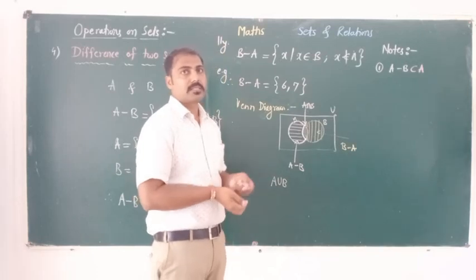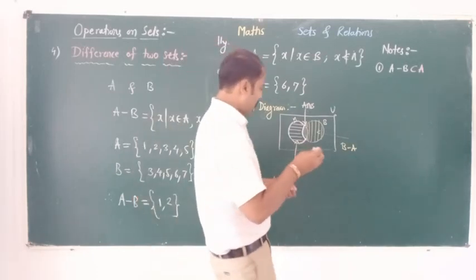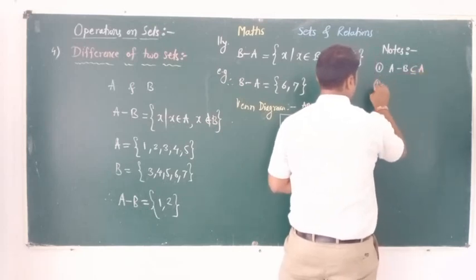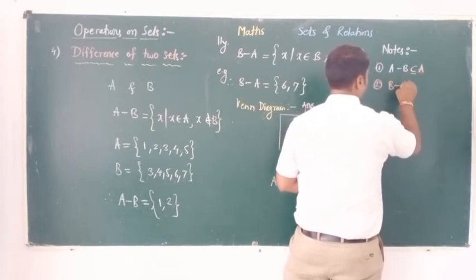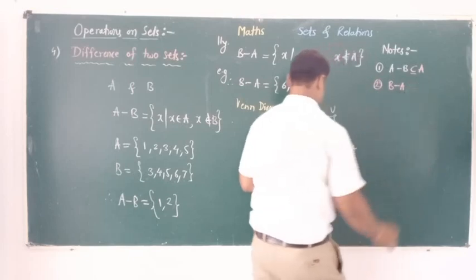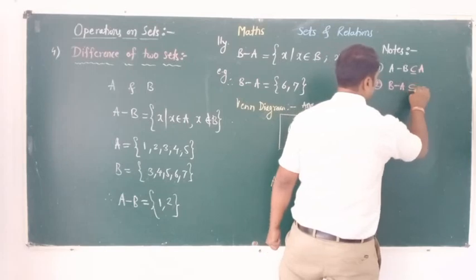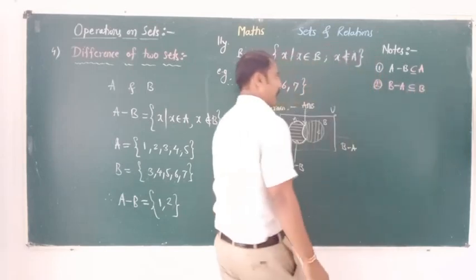Clearly, A minus B is a subset of A. Now, second property or second note for B minus A. B minus A is clearly a subset of B.